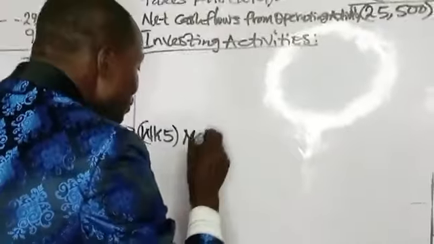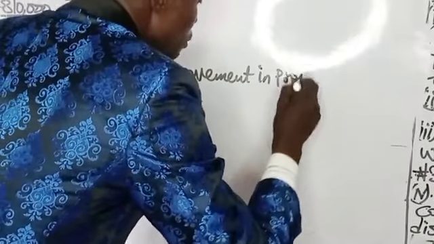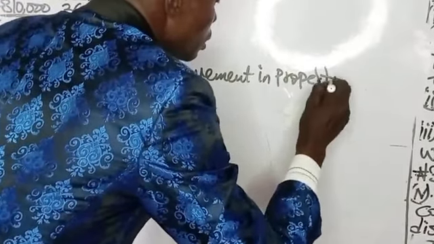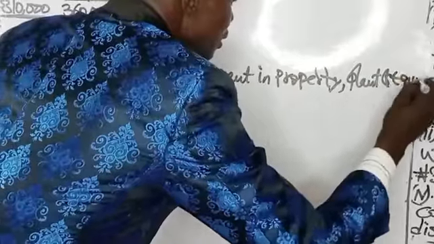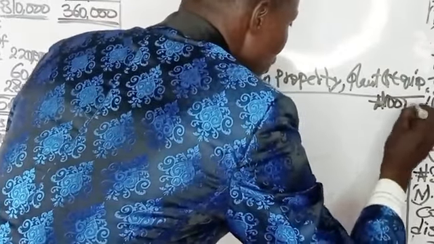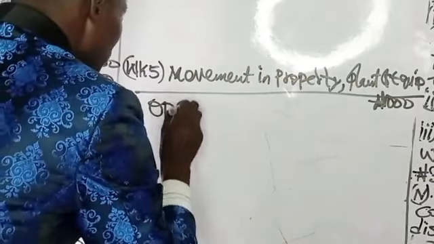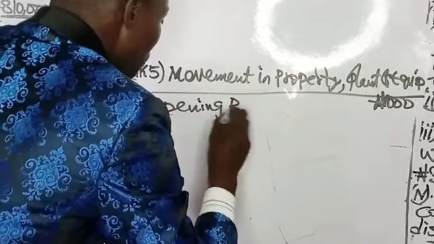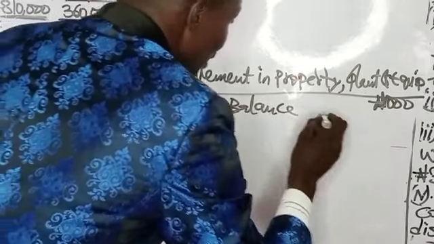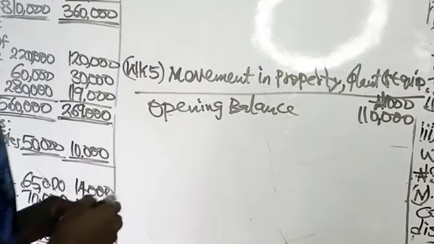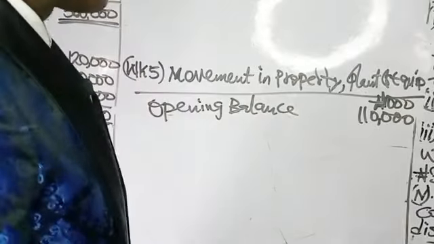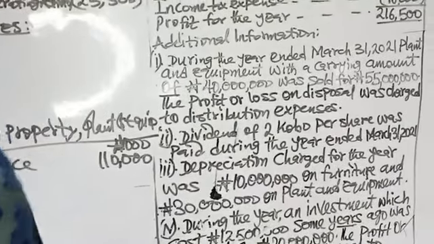Movement in property, plant, and equipment. The opening balance from the statement of financial position. Opening balance, that is 110 million. Let's go through the notes. What are those items that affect PPE?